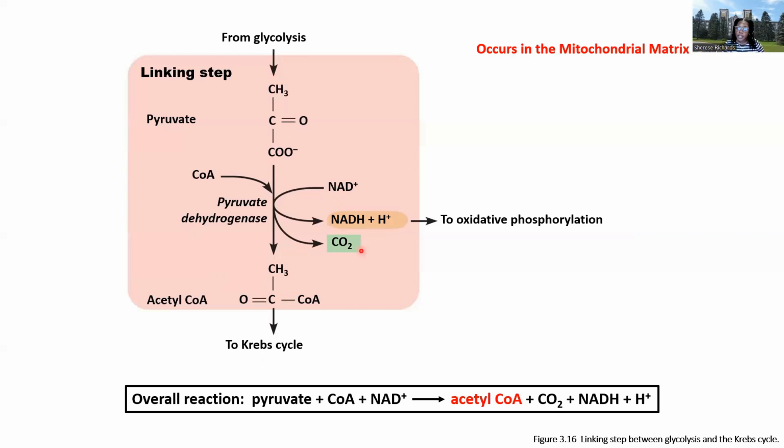Notice we did not generate any carbon dioxide in glycolysis. In the linking step, we do begin to generate carbon dioxide. So our overall reaction at the bottom here is 1 pyruvate, 1 CoA inserted, 1 NAD plus inserted, and then on the other end of our equation, we have acetyl-CoA heading towards the Krebs cycle. We generate some carbon dioxide as a byproduct, and then we generate some more electrons in their reduced form.